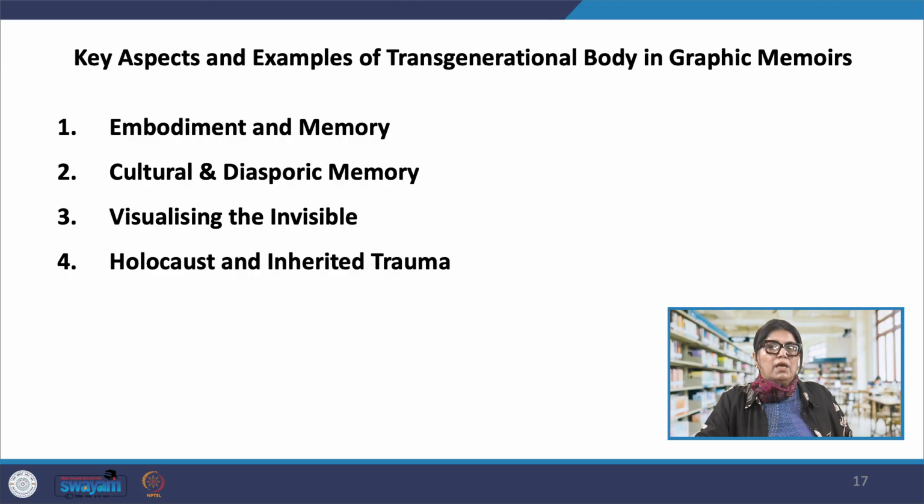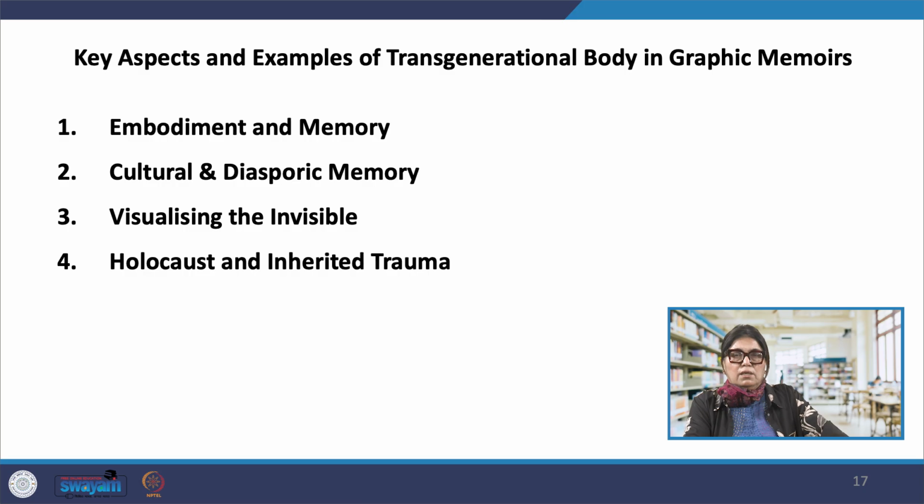Furthermore, some of the key aspects and examples of the transgenerational body in graphic memoir include: the first aspect, embodiment and memory. Graphic memoirs use the gutter, the space between panels, to represent the fragmentation of trauma and its belatedness. The visual nature allows authors to map how traumatic memories of a parent manifest as physical changes or emotional distress in the second generation. The second aspect is cultural and diasporic memory.